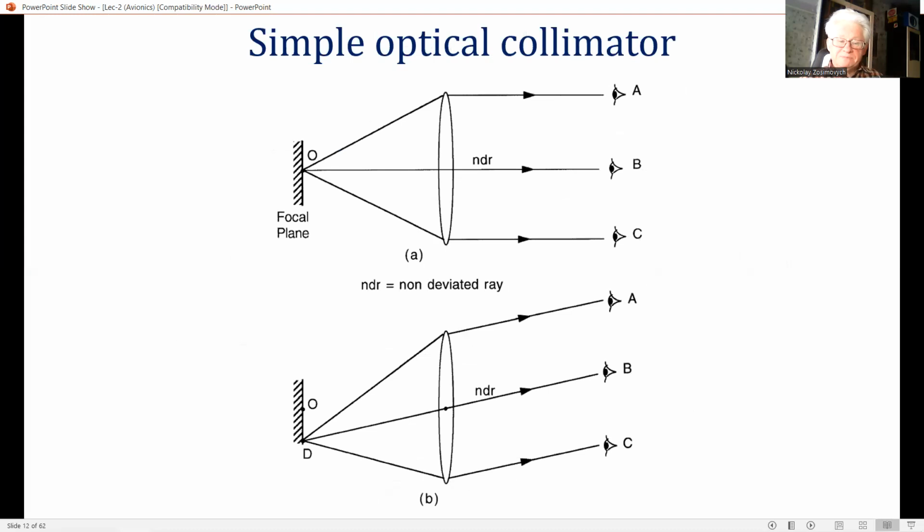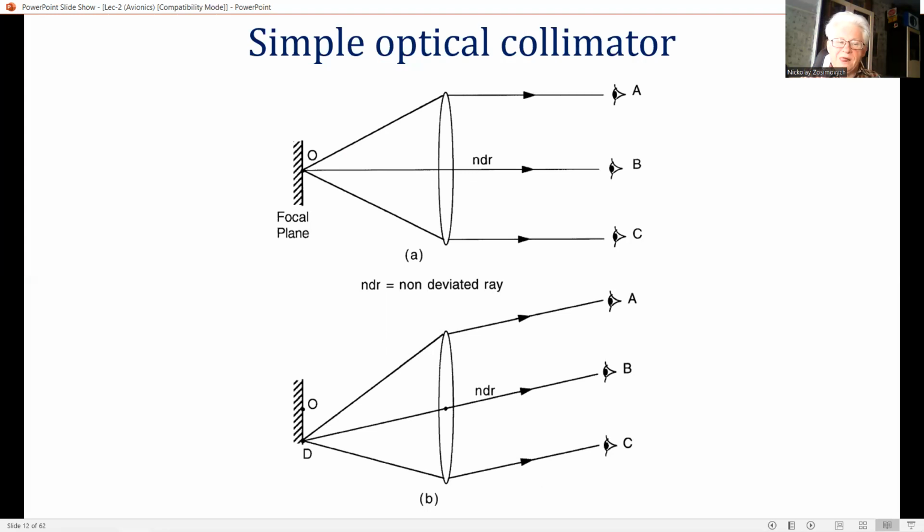Figures A and B here on the slide show a simple collimating lens system with the rays traced from a source at the center O, and a point D on the focal plane respectively. A ray from a point on the focal plane which goes through the center of the lens is not refracted and is referred to as the non-deviated ray. The other rays emanating from the point are all parallel to the non-deviated ray after exiting the collimator.